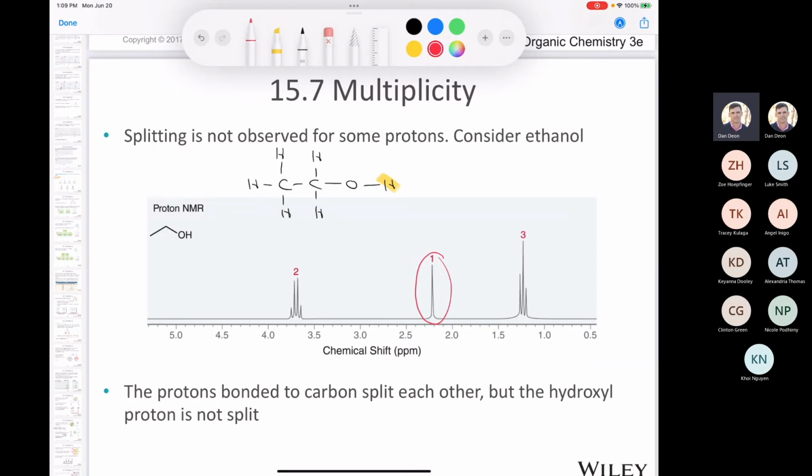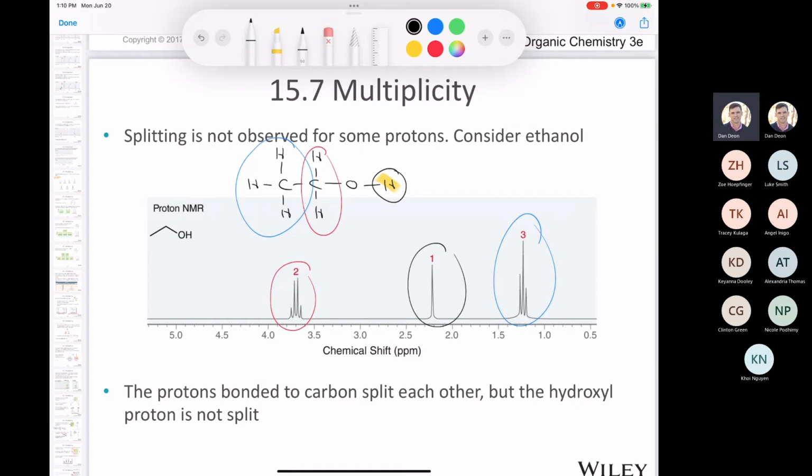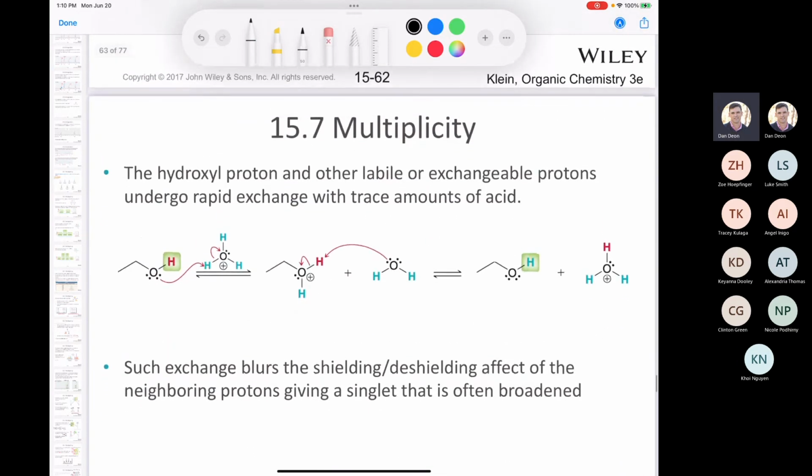The other protons split, we see the quartet. We see the quartet for these 2 protons, and we see the triplet for these 3 protons here. But again, that proton on the hydroxyl is not split. Okay, no splitting. Well, why is that? It's because of something called hydrogen exchange. Let's take a look here.